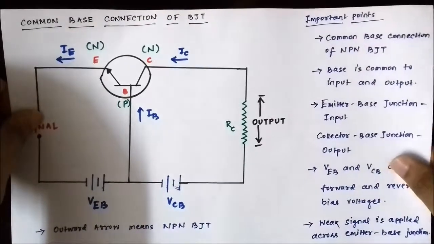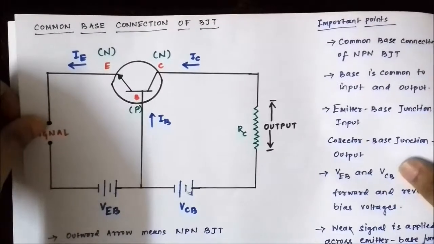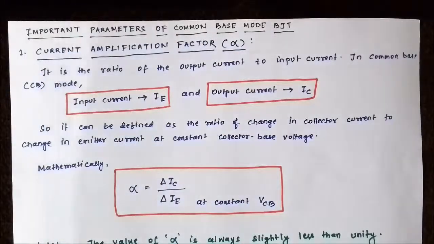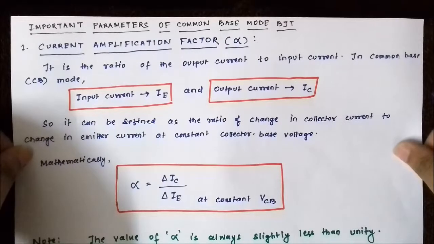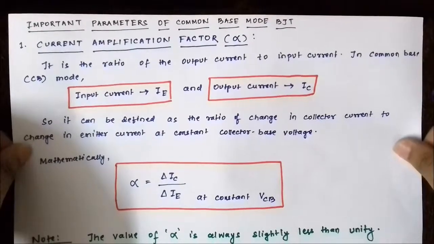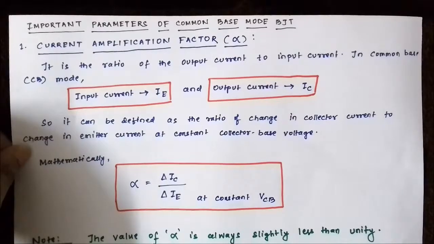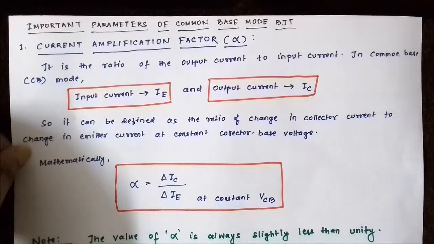So these two things, the input and the output current, will be used while determining the current amplification factor for common base configuration. As I said, the output current is the collector current and the input current is the emitter current. So the current amplification factor is basically the ratio between the collector current to the emitter current, or the change in collector current to the change in emitter current.